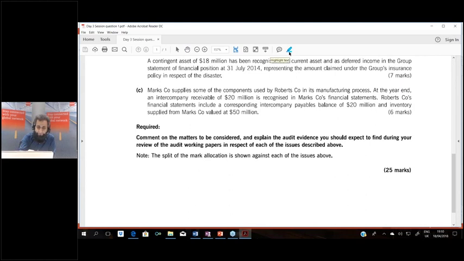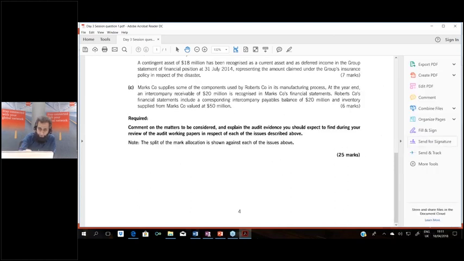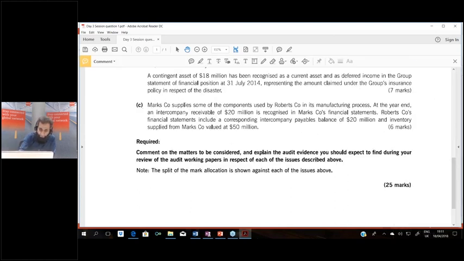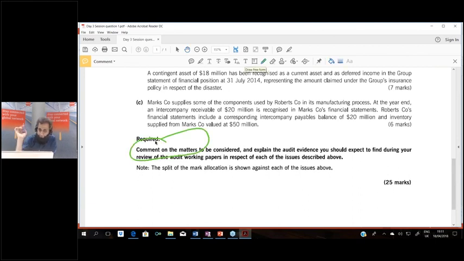They tell me that this is a type 1 question. It says comment on the matters and explain the evidence you should expect to find in the working paper file. So the question is directly asking the type 1. The question is asking comment on the matters and explain the evidence.